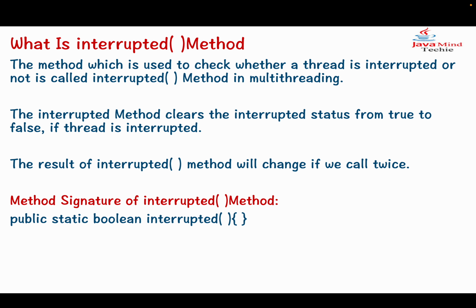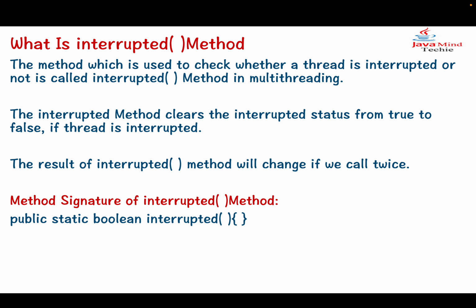Then the next point, what is the method signature of the interrupted method? The method signature is public static boolean interrupted. You can see in the first point I mentioned the method is used to check whether a thread is interrupted or not. If you check whether the thread is interrupted or not, definitely this method will give a boolean result. It may be true, it may be false. That's why, as the method signature shows, this method returns a boolean result. I hope you have understood each and every point I have explained here.